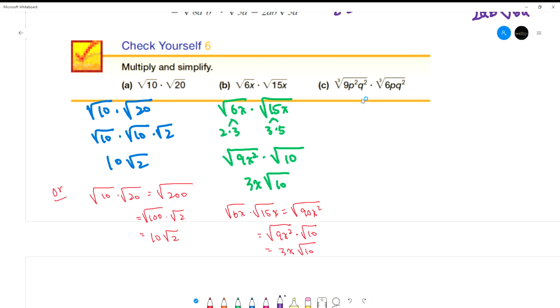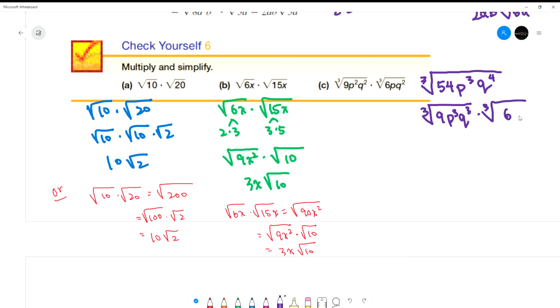Part C, cubed root. So again, for the cubed root we can multiply and get the cubed root of 9 times 6 is 54, p to the third, q to the fourth, right? And when you see that there's a 9 times 6 here, this is the cube root of 9 p to the third, q to the third times cube root of 6q, right? 9 times 6. Oh, no, that's incorrect. Why did I do that? This is cube root, so I should be doing 27, not 9. So let me erase that and start over.